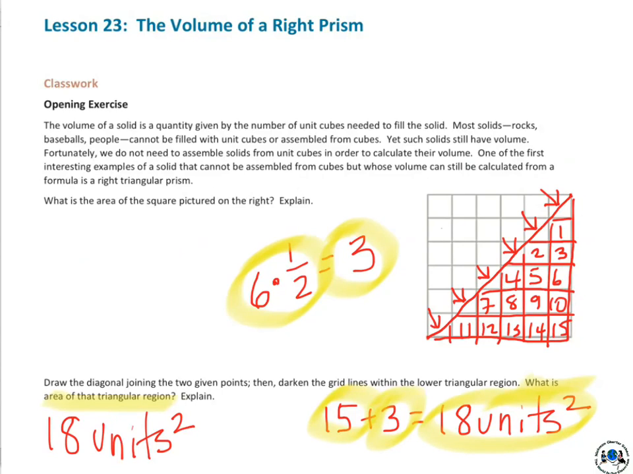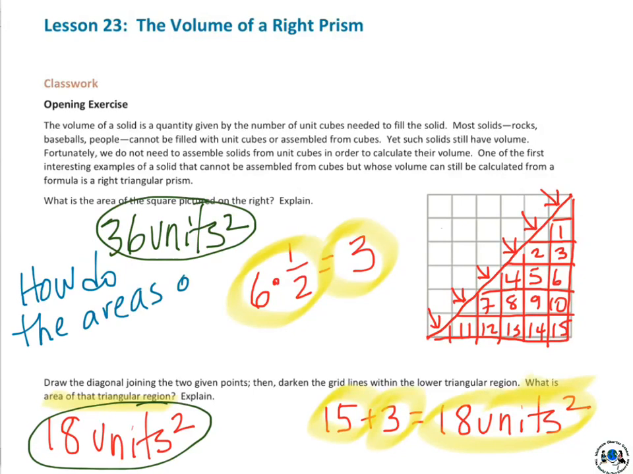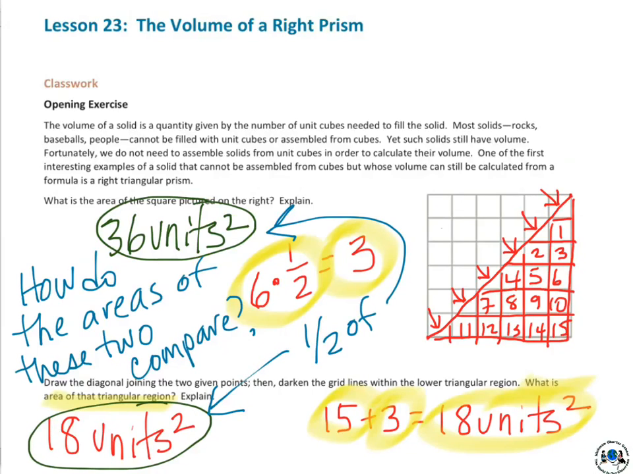So we can look at that very literally, and we could also think of it as, well, I just cut this thing in half. Of course, it's going to be half of my original square, which was 36 square units, so it's 18 square units. Now the question is, how do the areas of these two compare? And like we just mentioned, the 18 square unit triangular shape right here is actually half of the original square from which it came.